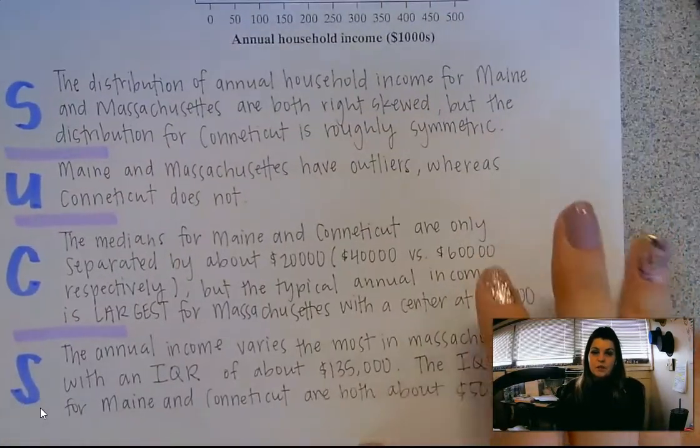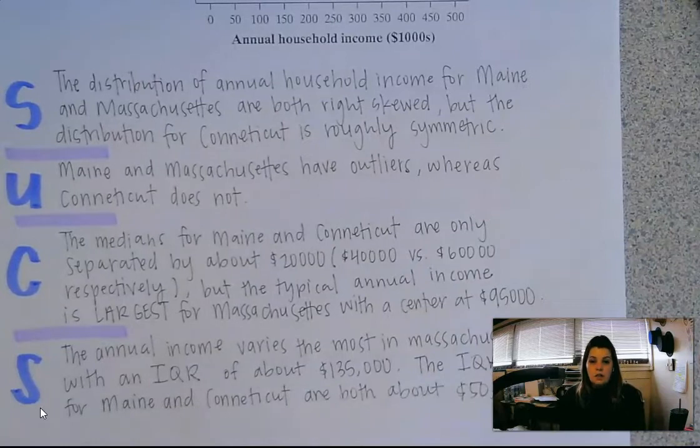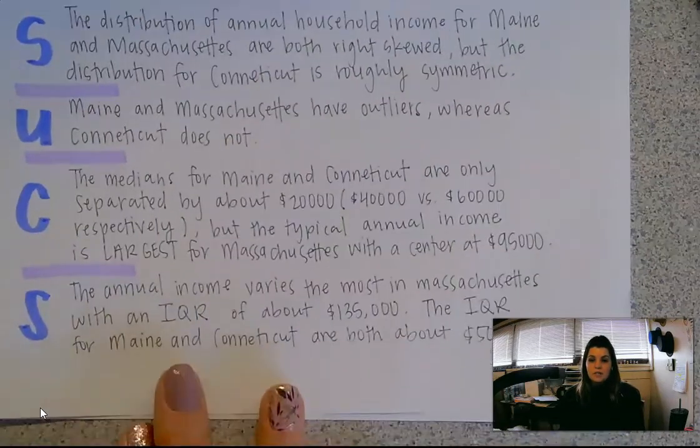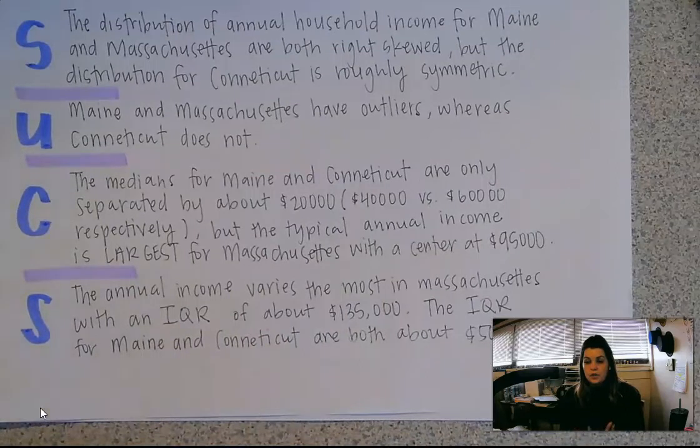So that being said, I'm going to let you know what you could have left out if you were short on time. The distribution is straightforward. You have 2 right skewed and 1 approximately symmetric. 2 had outliers, 1 did not. Now this is where you could omit the specific values.